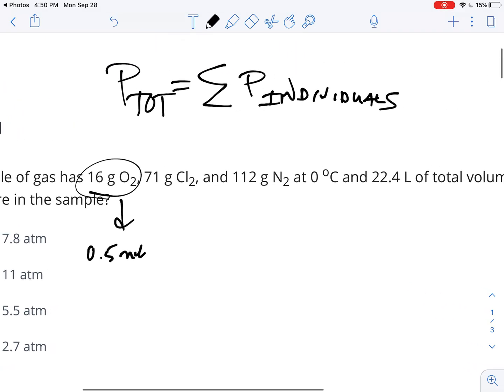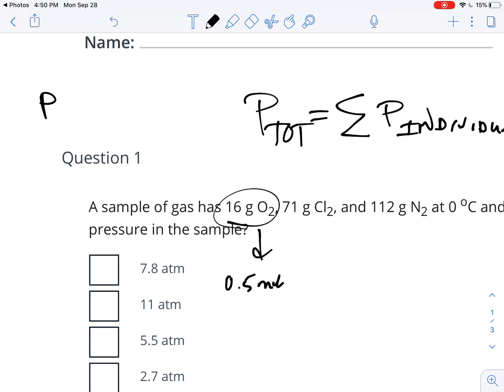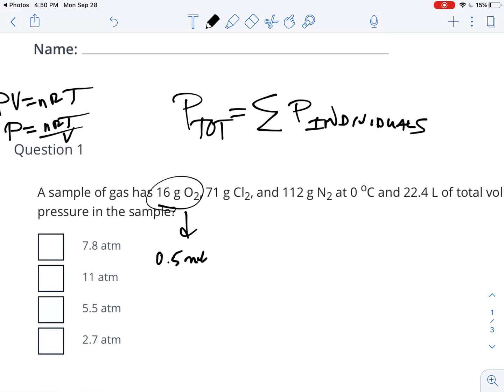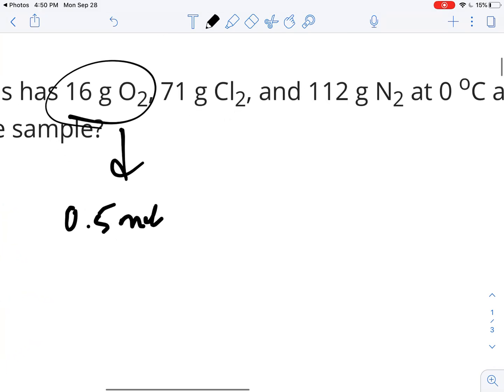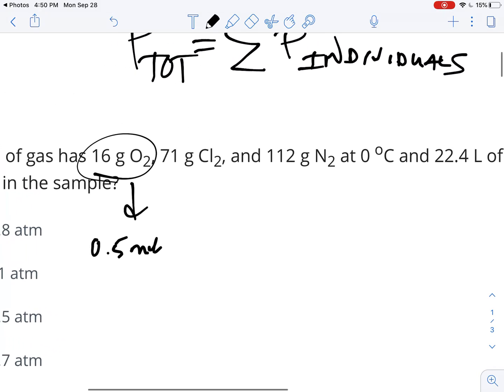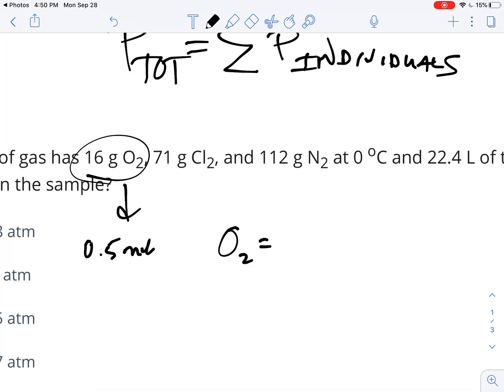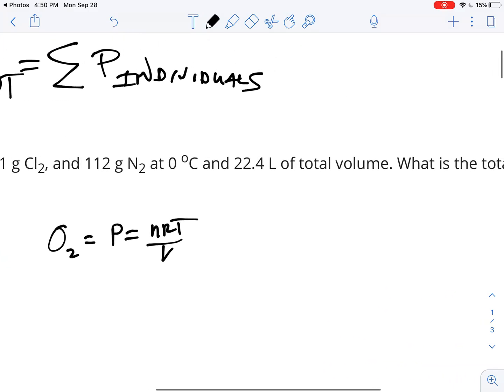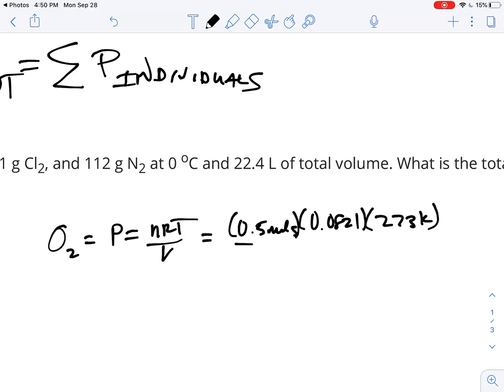So if that is the case, and again I have all this other information here, remember that PV is equal to nRT, or P is equal to nRT over V. So we could do each of these individually if we were so interested. I have half a mole, so for the oxygen, the pressure is equal to nRT over V. So that is going to be a half a mole, times 0.0821 times the temperature, which is 273, divided by the volume, which is 22.4 liters.